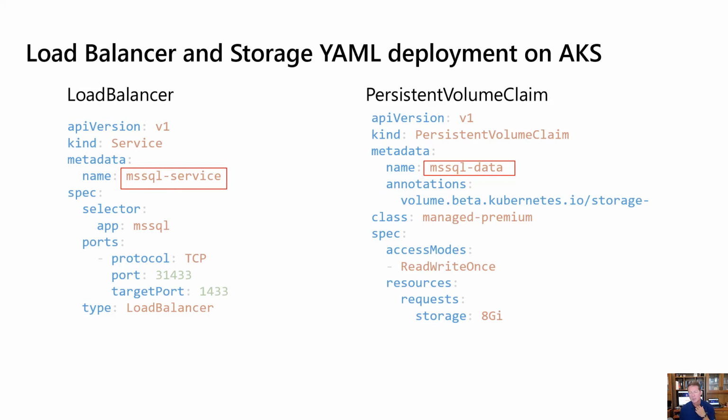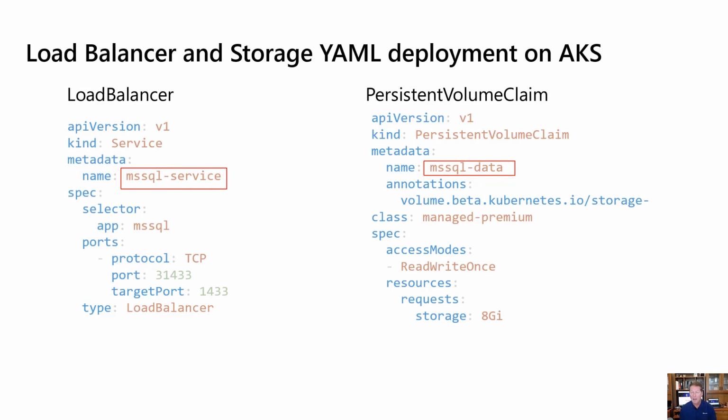Now, the access mode of ReadWriteOnce is a little misleading here. That means I can read this data from this persistent volume claim, but only one pod can be writing to it. Obviously, for a SQL Server, this is important. Only one pod can be opening up and writing to the SQL Server set of databases, including system databases.